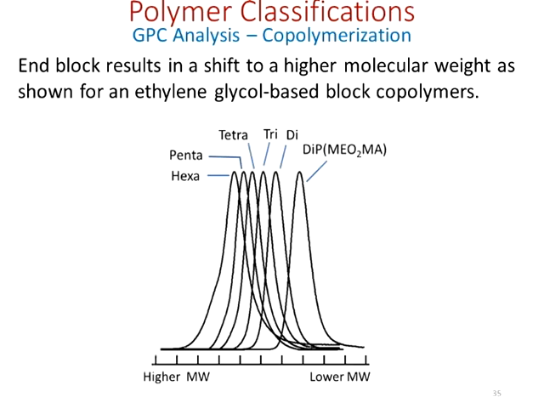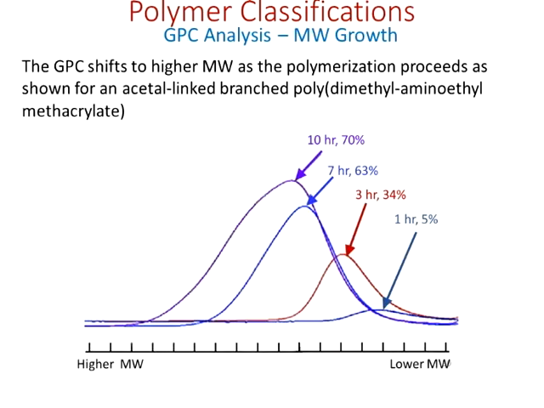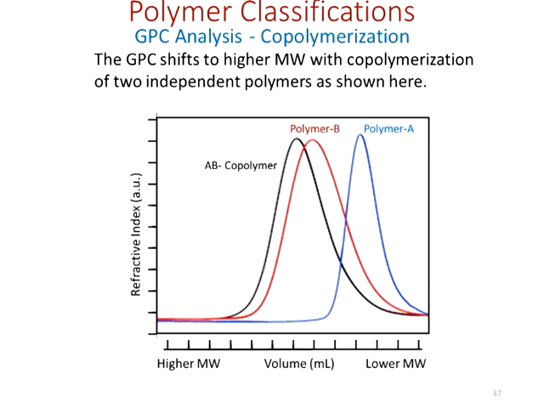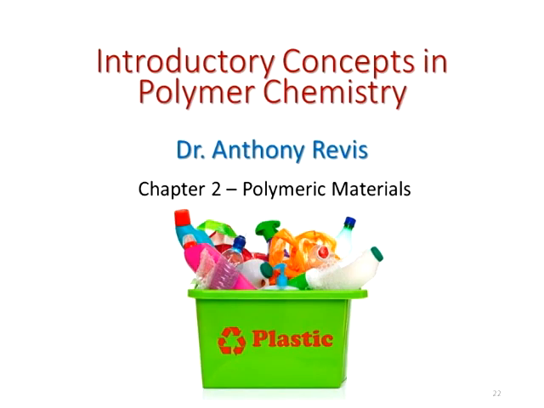This is the case for block copolymers in groups or in blocking. This is also the case for examination of the extent of polymerization, where, as a general rule of thumb, the longer we polymerize, the more polymer we make. This is also the case when we take A polymer and B polymer and combine them to make copolymers. The copolymer has a higher molar mass. And that completes Chapter 2, Introductory Concepts in Polymer Chemistry by Dr. Anthony Revis.